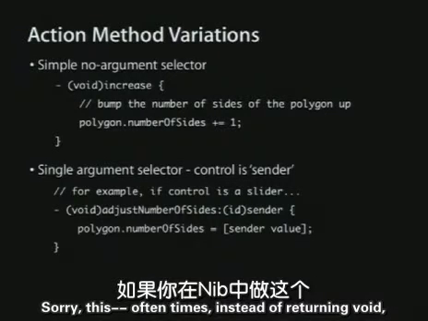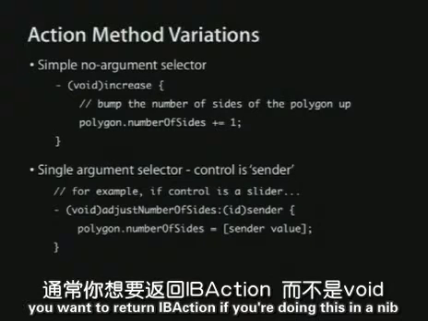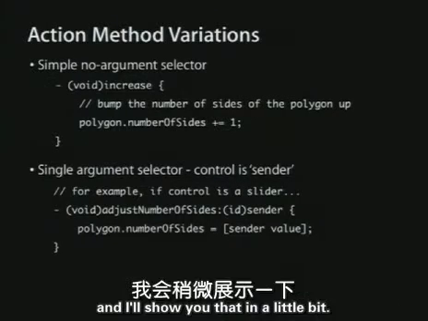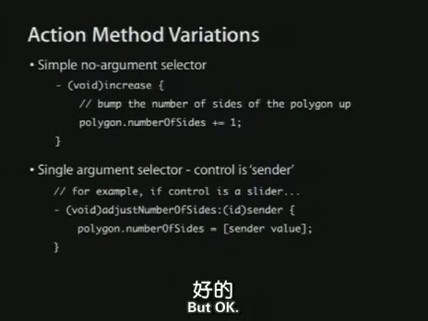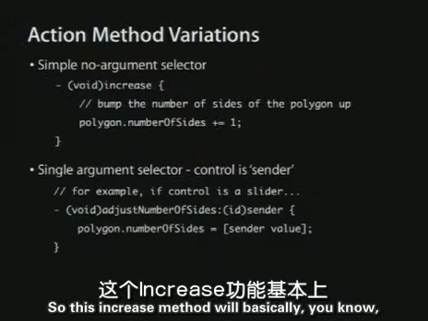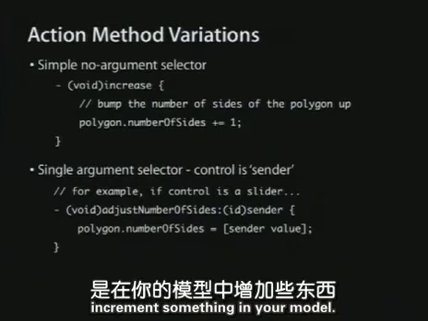Oftentimes, instead of returning void, you'll want to return IBAction if you're doing this in a nib, and I'll show you that in a little bit. But okay, so this increase method will basically increment something in your model.